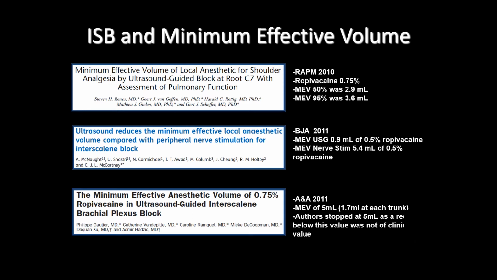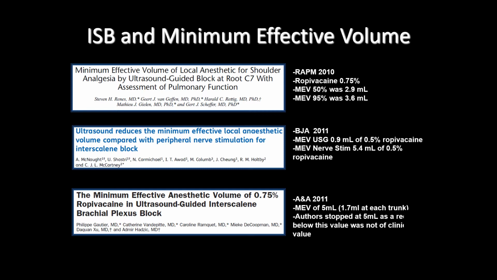A study in 2011, published in the British Journal of Anaesthesia, titled Ultrasound Reduces the Minimum Effective Local Anesthetic Volume Compared with Peripheral Nerve Stimulation for Interscalene Block, found that the minimum effective volume was 0.9 milliliters of 0.5% ropivacaine. Now, both those two studies were for analgesia.